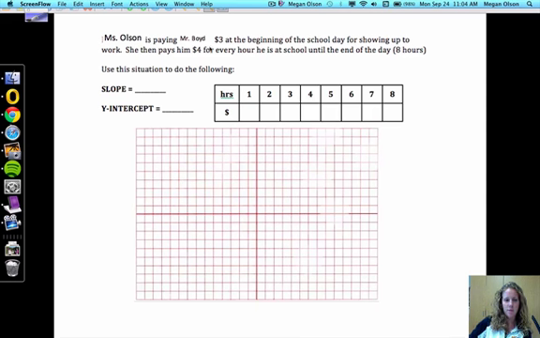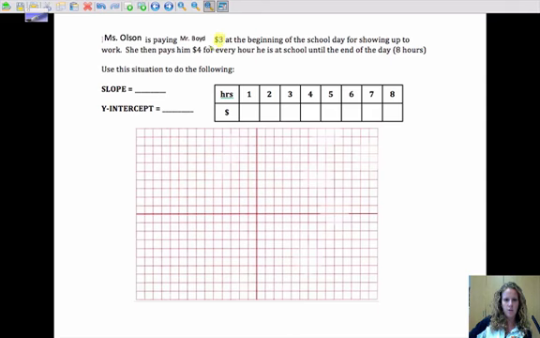Miss Olson is paying Mr. Boyd $3 at the beginning of school for showing up to work. She then pays him $4 every hour he is at school until the end of the day. So we need to figure out, basically in these word problems, what numbers give us our slope and what numbers give us our y-intercept.